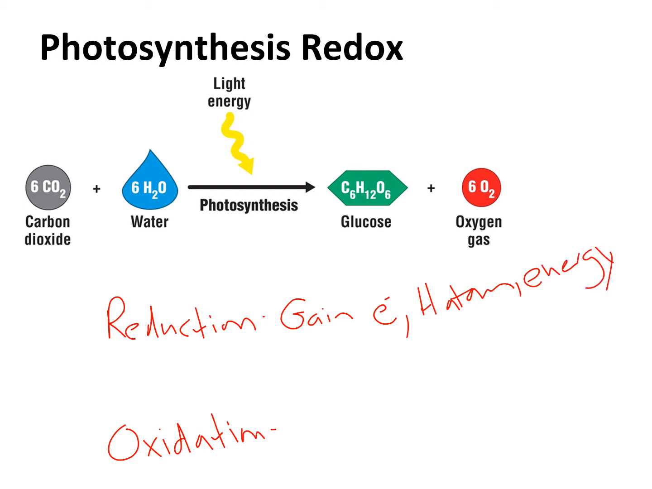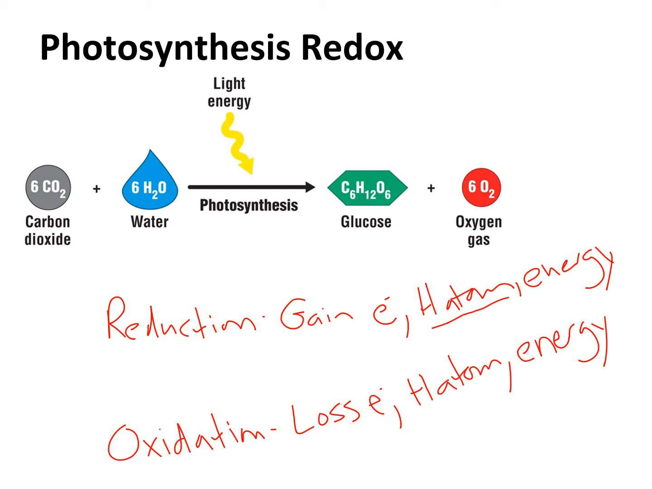Oxidation is the opposite of that. Oxidation is the loss of an electron, and so it's the loss of a hydrogen atom, and it is also usually associated with the loss of energy. And in a photosynthetic reaction, you are going to have a reduction reaction and an oxidation reaction. So remember, when you are looking at the molecules, it's probably easiest to follow the movement of the hydrogen atoms.